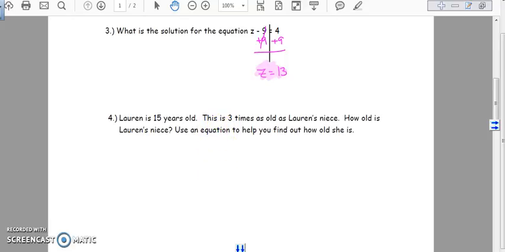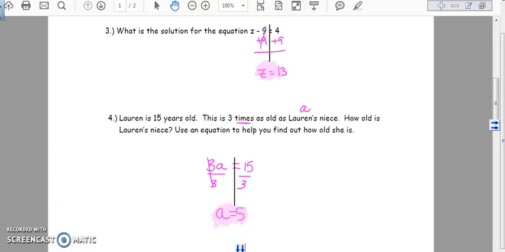Okay, number 4. Lauren is 15 years old. This is 3 times as old as Lauren's niece. How old is Lauren's niece? Use an equation to help you find out how old she is. So, Lauren is 15, so we know it has to equal 15. 3 times as old as Lauren's niece. Do we know how old Lauren's niece is? No, so let's use A for her age. 3 times her age. Draw my line. This is touching, so it's multiplication. Divide both sides by 3. So A equals 5. So Lauren's niece is 5 years old.